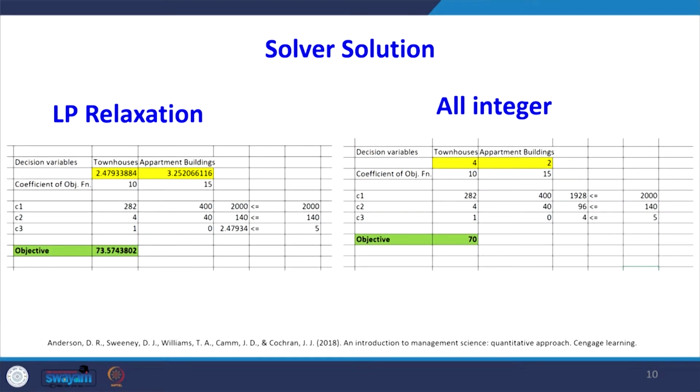Now, the same problem I solved with the help of Solver. When I solve with Solver, you see that on the left hand side we get the LP relaxation solution: 2.47 townhouses and 3.25 apartment houses. The objective function is 73.57. When I impose integer constraints, the number of townhouses is 4 and the number of apartment buildings is 2. Now, the objective function is 70. This I will explain in Solver, how I got this result.